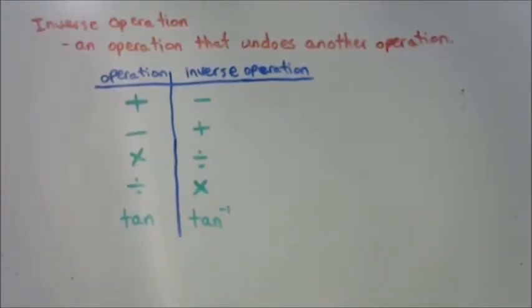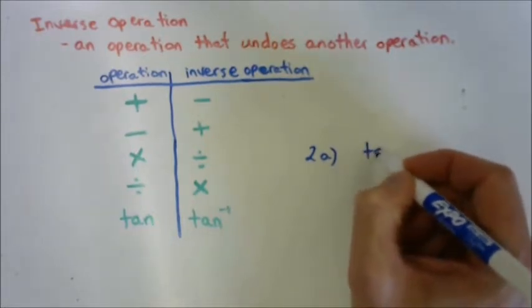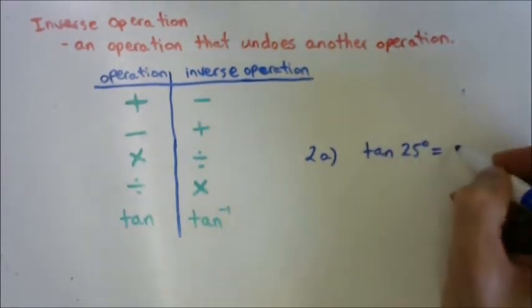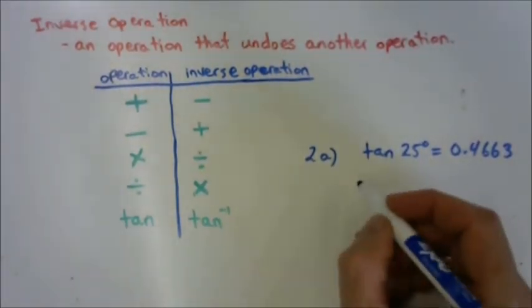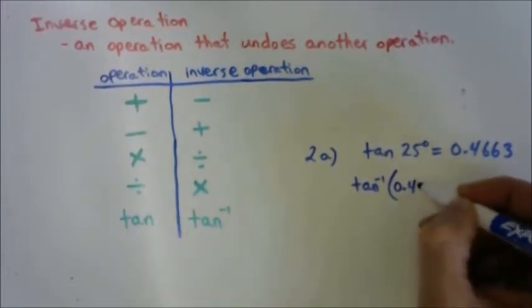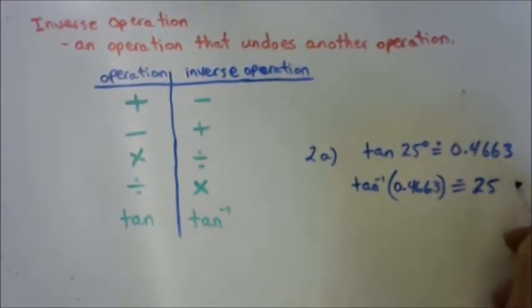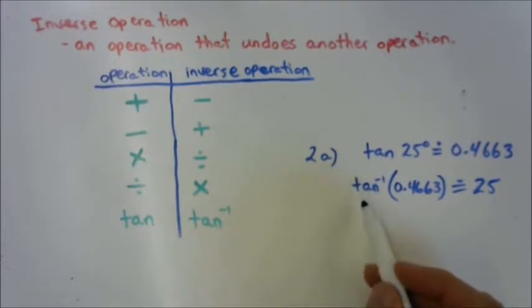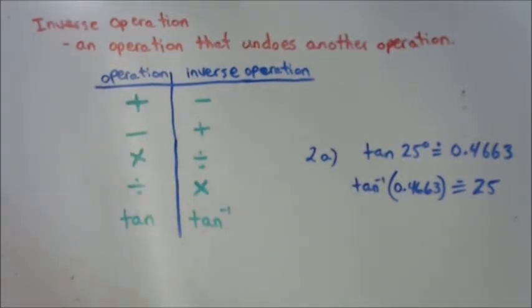Let's look at example 2a that we already did. In example 2a, we found out that the tan of 25 degrees equaled 0.4663. If that's true, then it should also be true that the inverse tan of 0.4663 is approximately 25. Go ahead and punch second function tan, 0.4663 in your calculator, hit enter, and see what you get.